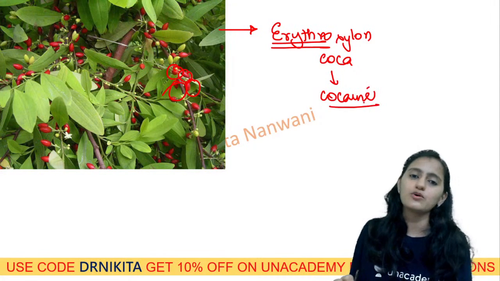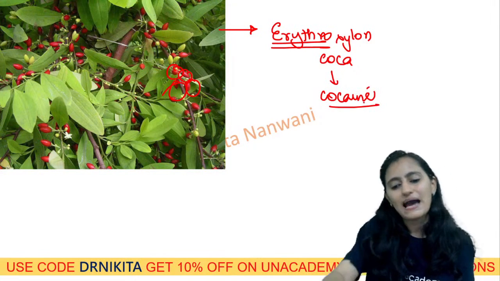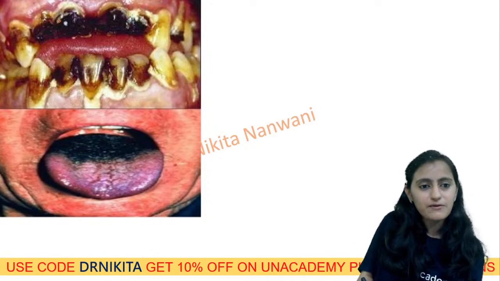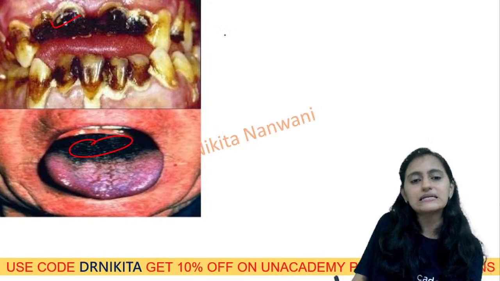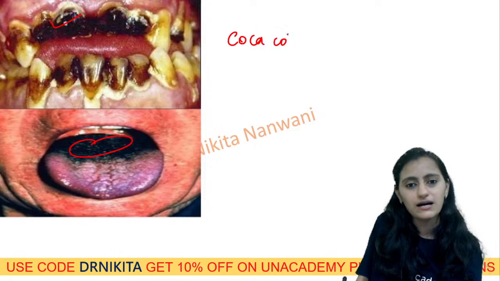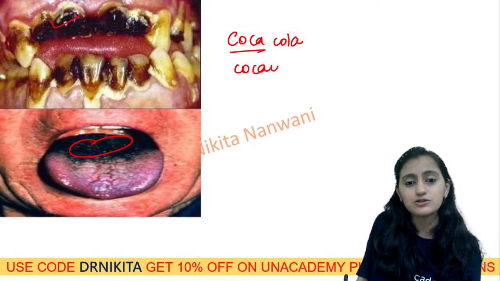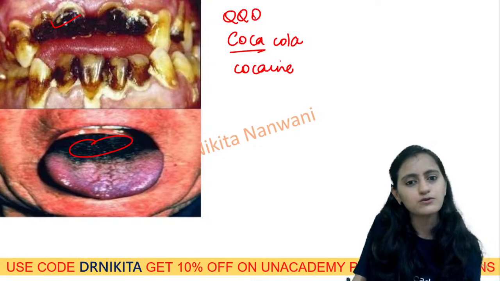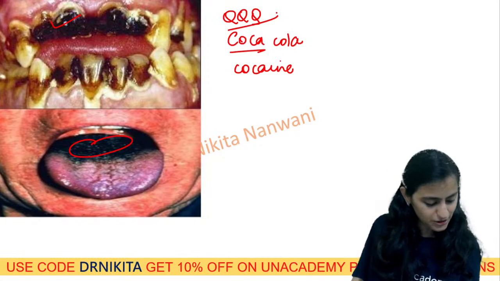And what do you see with cocaine? Magnan symptom and black colored teeth and tongue. So that is how you see the black colored teeth, the black colored tongue. Black is Coca-Cola. Coca-Cola is cocaine. So remember, it's a very, very important question. High chance of being asked in your exam.